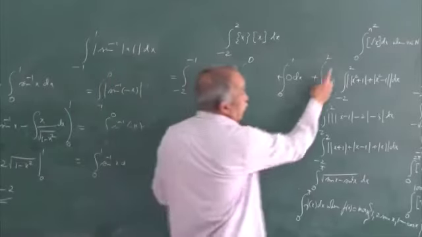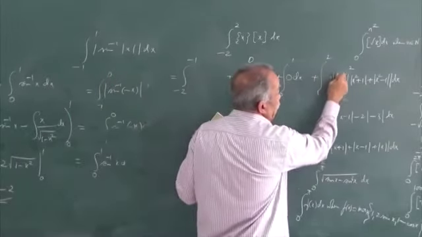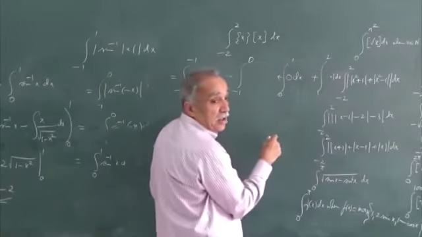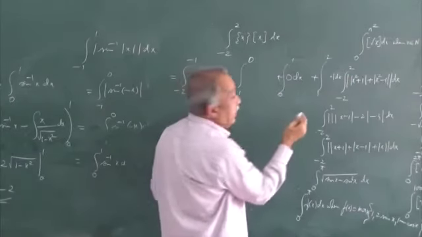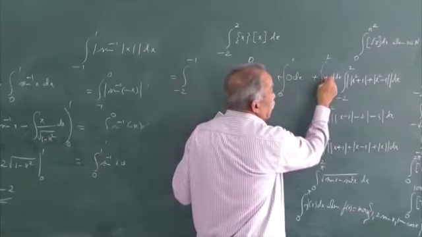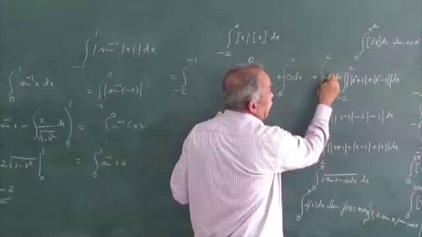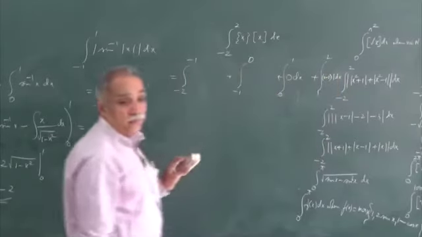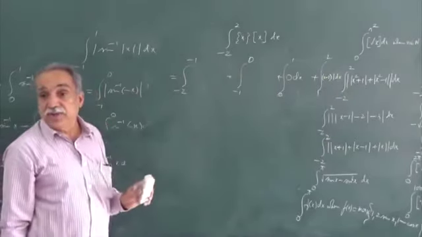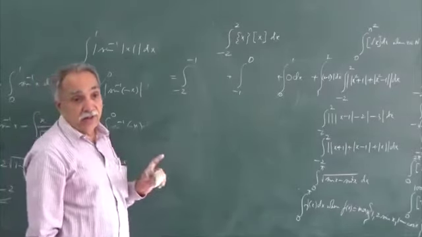In the part 1 to 2, the integer part will be 1. And the fractional part for a number between 1 and 2 is the actual value minus the integer part. Fractional part is x minus 1, integer part is 1.